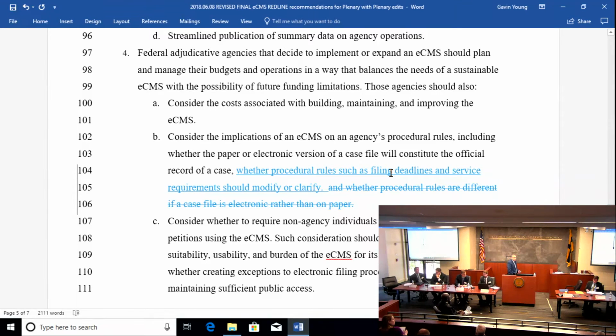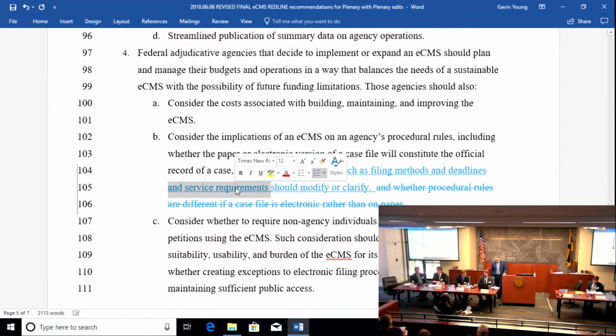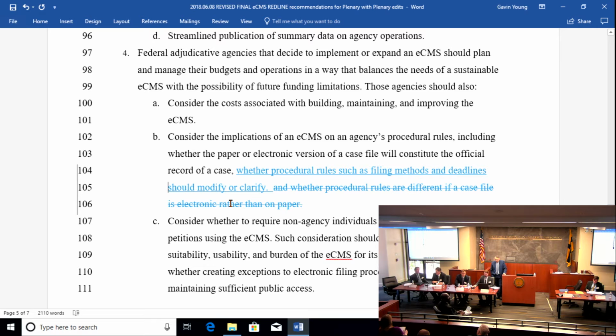Roxanne? I think it's a good addition. I think that it might be simpler to simply say, leave the language as it was, and whether procedural rules should be amended if a case file is electronic rather than on paper. The should be amended is because there may be a whole host of ways in which it needs to change other than the ones that are specified.